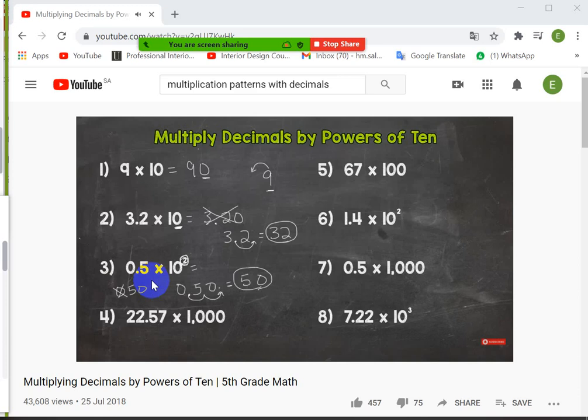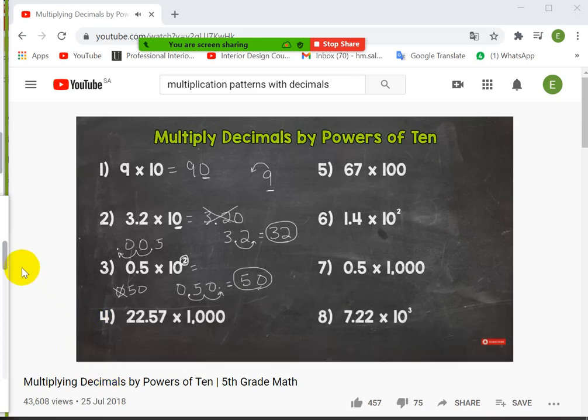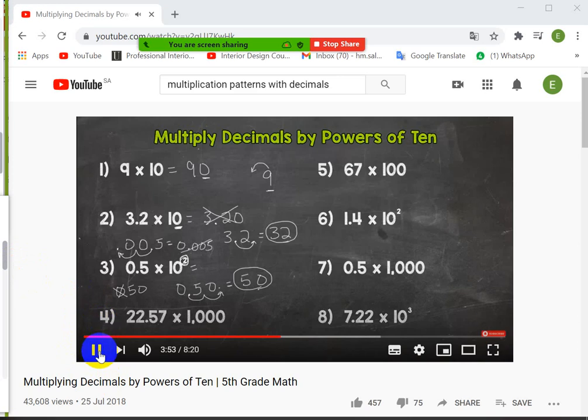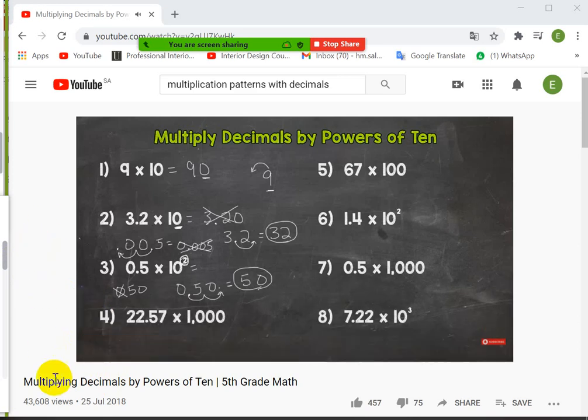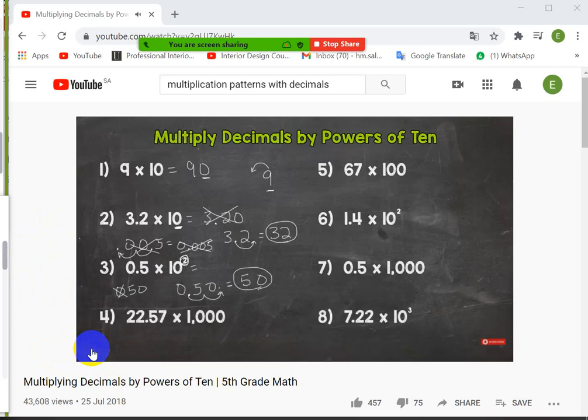Now, you might be thinking to yourself, well, you move the decimal twice to the right. Well, can I move it twice to the left? If you move it twice to the left, let's try number 3. Twice to the left, we are decreasing our number in value. We would get 5 thousandths, okay? We're multiplying something by 10 to the second power, or 100. So we want to increase the value, so we move the decimal twice to the right.